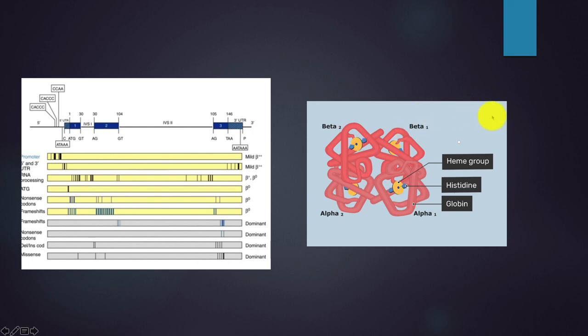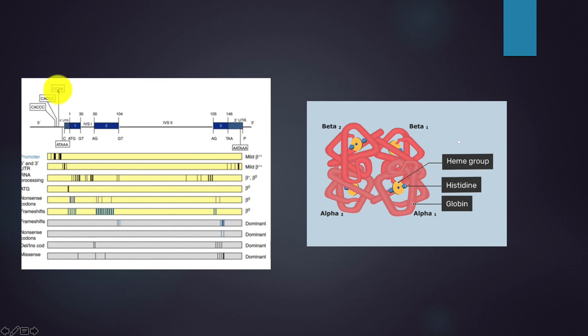Now let's look at the boxes here. Here are boxes where there are mutations that can occur in the development of this disease. So just here in the promoter region, we can have 1, 2, 3, 4 mutations that can occur that can lead to alterations in how this gene is read and the ultimate product of that gene.